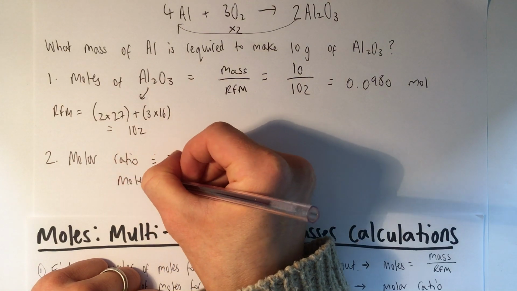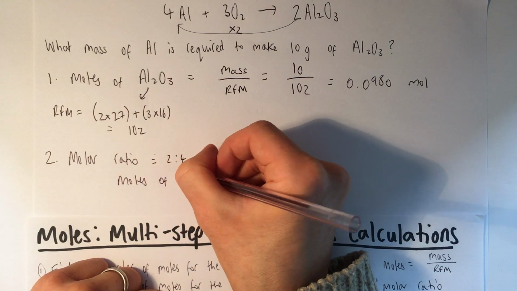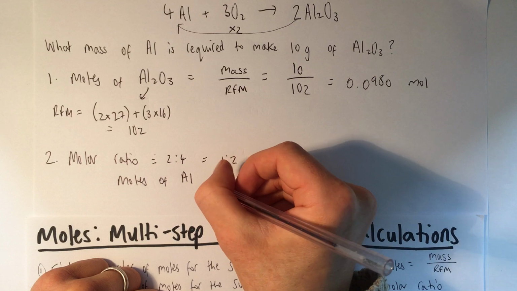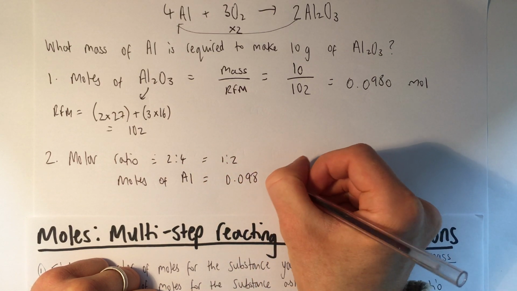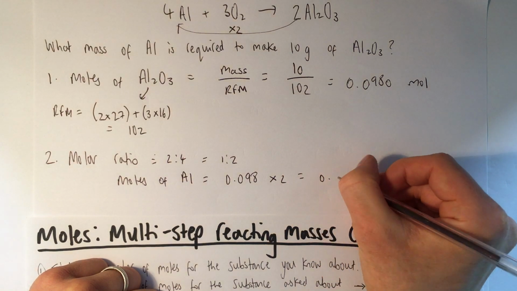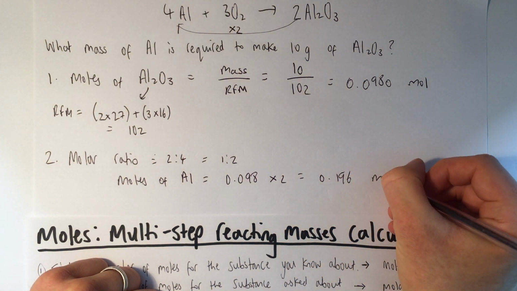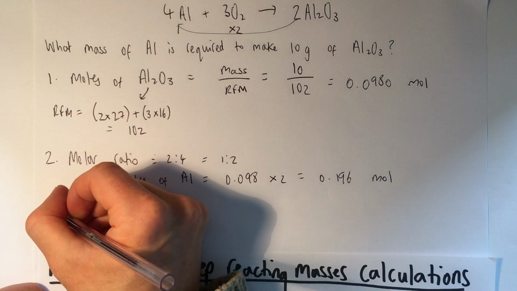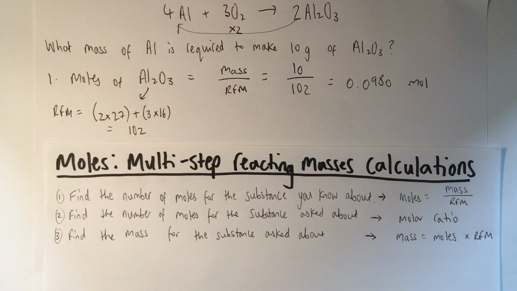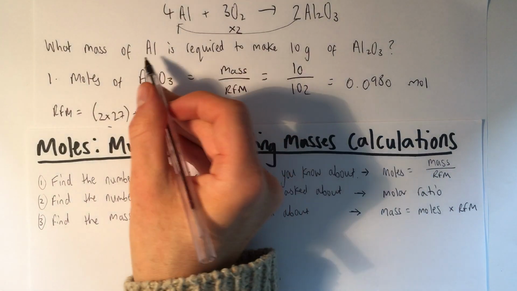Okay, so that's going to be moles of Al equals 0.098 times 2, which gives us 0.196. Again, keep the longer number in the calculator. Just write that down. Last step. Now I can do what the question's asked me. Find the mass of aluminium.